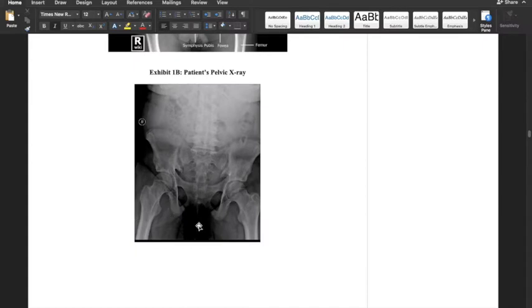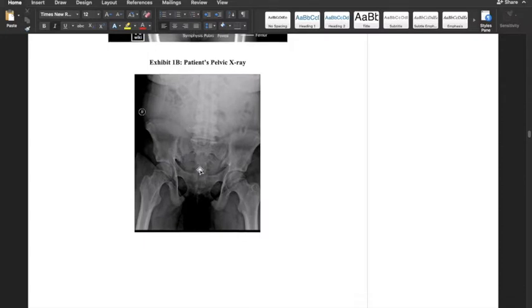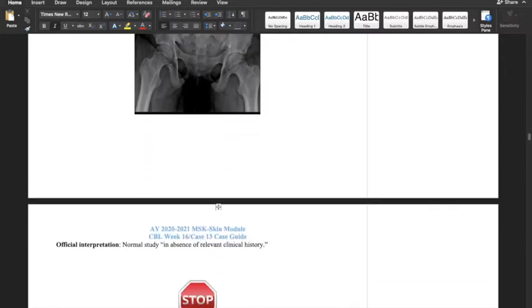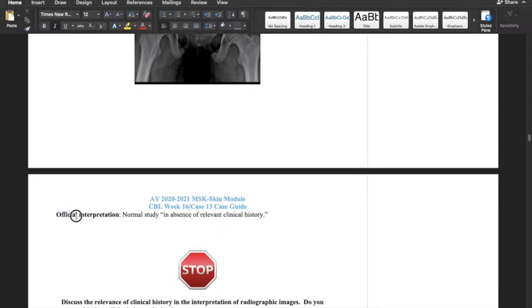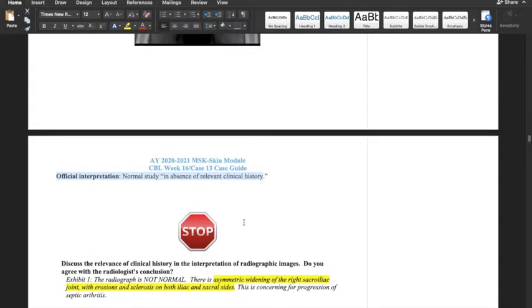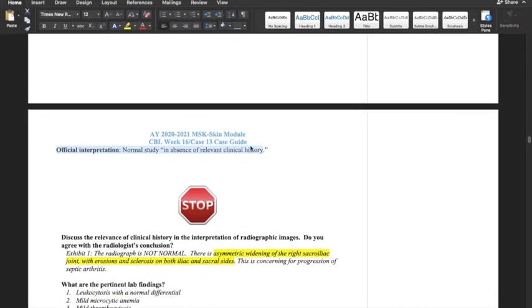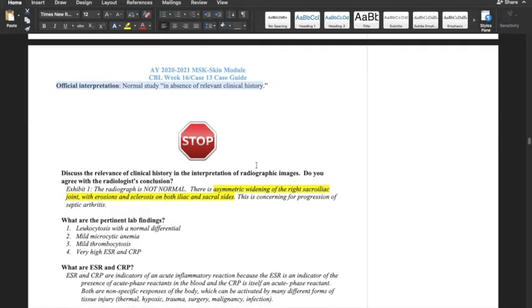As we think about where the patient's pain is, in the thigh and over the buttock, there is some subtle asymmetry, and I didn't see this at first, where the right SI joint is definitely wider compared to the left, and there are even some erosions there. That would be very concerning, and that's something that was mentioned in the case later. So their official interpretation in this case was normal study in absence of relevant clinical history, suggesting that maybe something was missed.